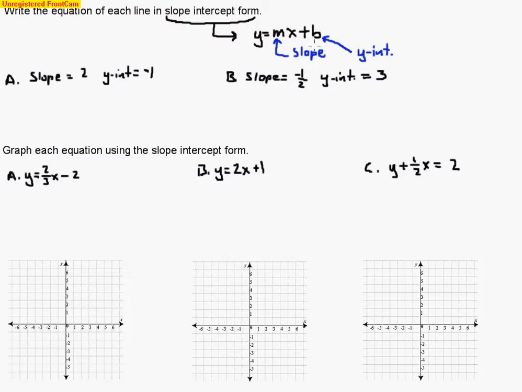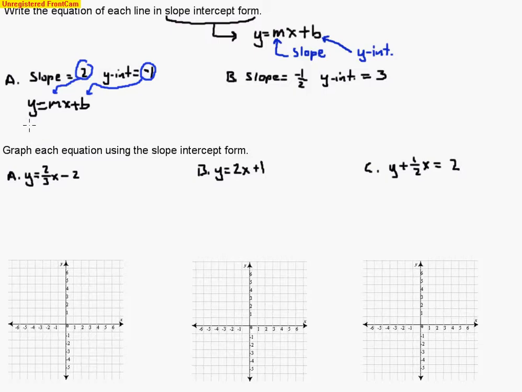And so all we're going to do is we're going to take that form, that y equals mx plus b, and we're going to take the numbers that are given to us and substitute. So here it tells us our slope is 2. So we're going to put 2 in place of m. Here it tells us our y-intercept is negative 1. So we're going to put our y-intercept in place of b, and then just rewrite the equation.